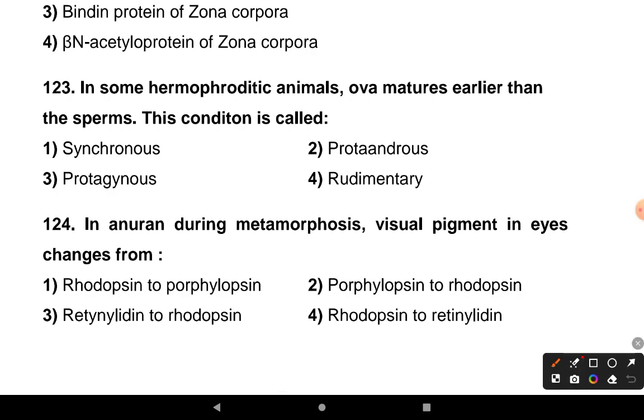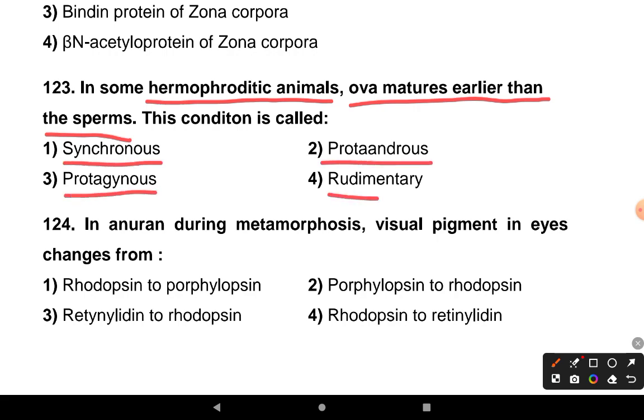Our next question is, in hermaphroditic animals which have both male and female organs, ova matures earlier than the sperm. This condition is called synchronous, protandrous, protogynous, rudimentary. The correct answer is option 3. Ova maturing earlier than sperm is known as protogynous.